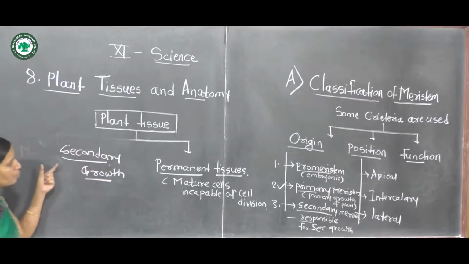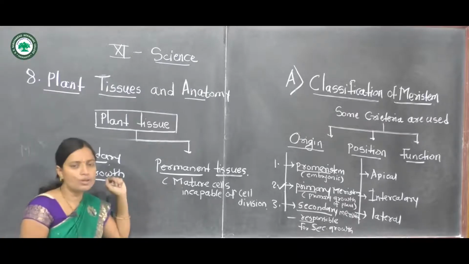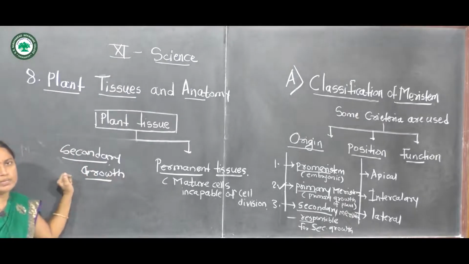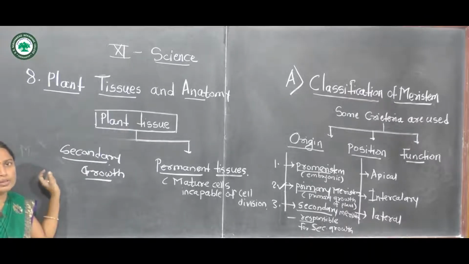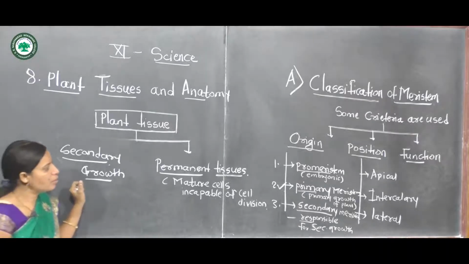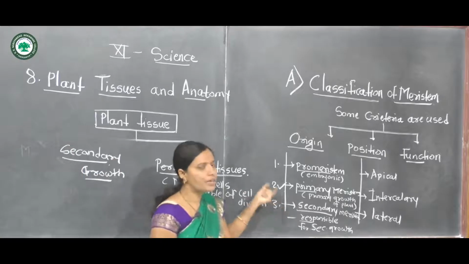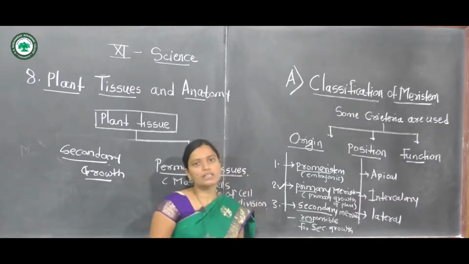In many dicot plants, secondary growth takes place. But in monocot plants, they cannot develop secondary growth, which means secondary growth is absent. It is the most important characteristic feature of dicot plants. The secondary meristem is responsible for the secondary growth.